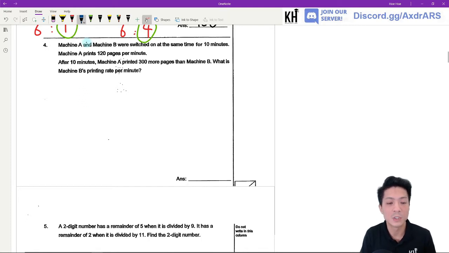Question 4. Machines A and B are switched on at the same time for 10 minutes. Machine A prints 120 pages per minute. After 10 minutes, machine A printed 300 more pages than machine B. What is machine B's printing rate per minute?